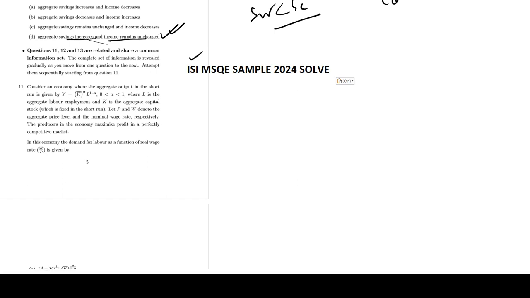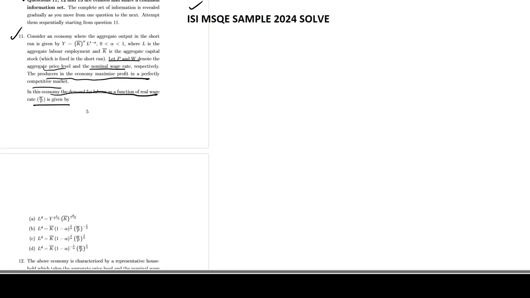Students, let's solve question number 11. Consider an economy where aggregate output is given, and aggregate capital stock. Let P and W denote the aggregate price level and nominal wage rate respectively. The producers of the economy maximize the profit. So the economy's demand for labor and the wage rate is given by this. So which is the correct answer?